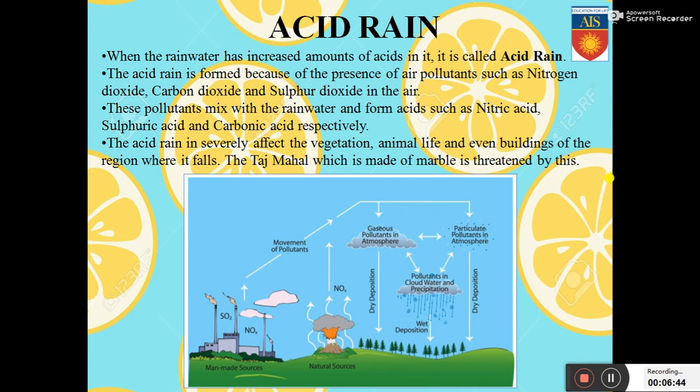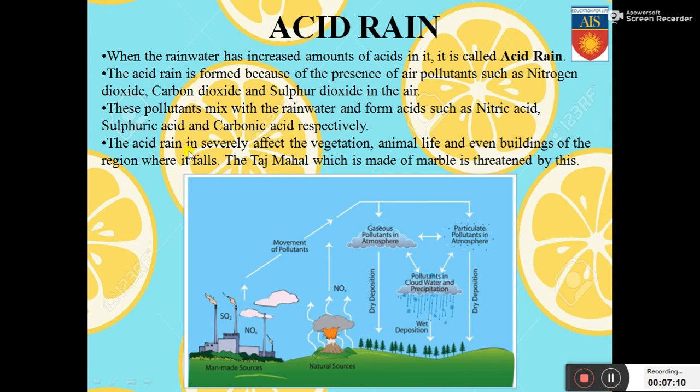These pollutants mix with the rainwater and form acids such as nitric acid. So when nitrogen compounds mix with rainwater, they form nitric acid. When sulfur compounds mix with rainwater, they form sulfuric acid. And when carbon compounds mix with rainwater, they form carbonic acid. So these pollutants mix with rainwater to form nitric acid, sulfuric acid and carbonic acid respectively.